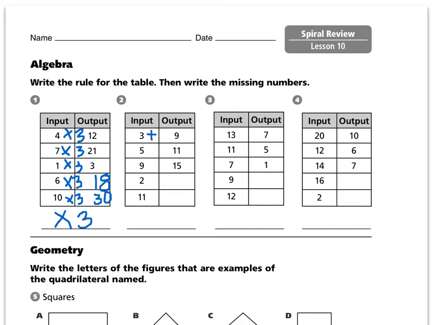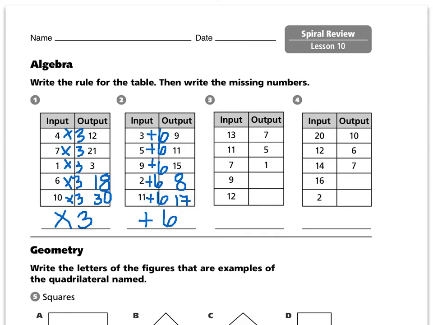3 plus 6 equals 9, 5 plus 6 equals 11, and 9 plus 6 equals 15. So this one we're going to be adding 6. 2 plus 6 equals 8, and 11 plus 6 equals 17.